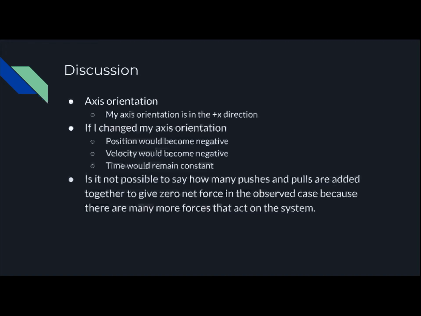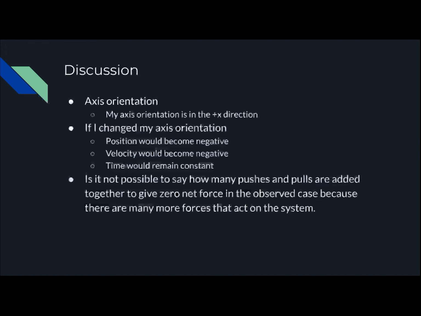My axis orientation was in the positive x direction since I rolled the ball to the right. This reflected my position versus time data as all my values were positive. If I changed the axis orientation, the positive values would be negative instead, and it would also be reflected in my velocity since my velocity would be negative.